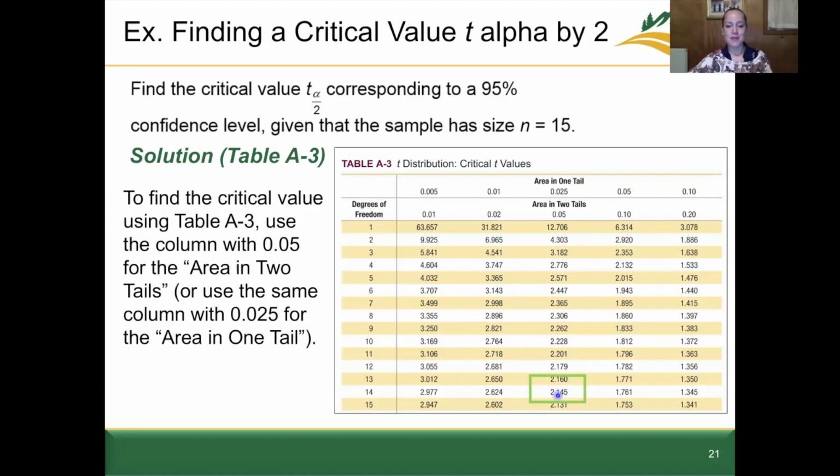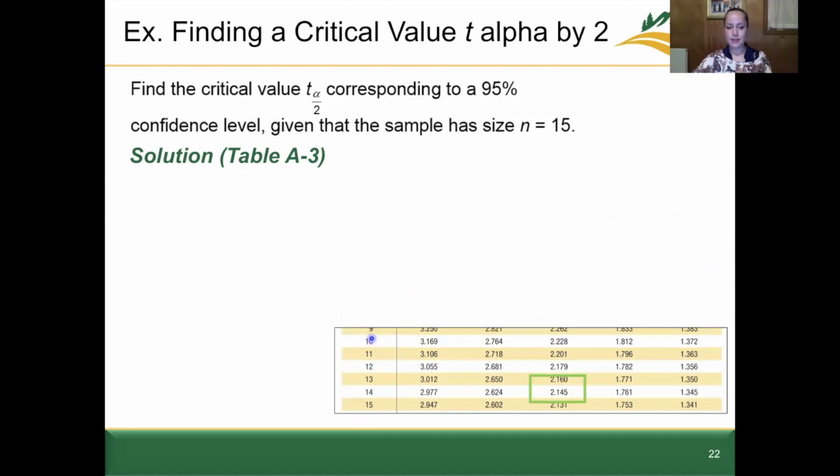The caveat to table A3 is if we have a degrees of freedom that isn't listed in the table. If you do choose to use table A3 and your degrees of freedom is not listed, there are some workarounds for that. You could look at the closest degrees of freedom that's listed in the table, or go a little bit below your degrees of freedom to be conservative.